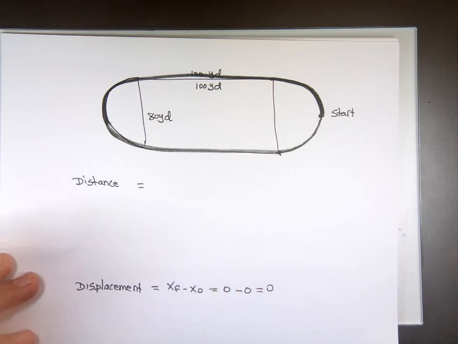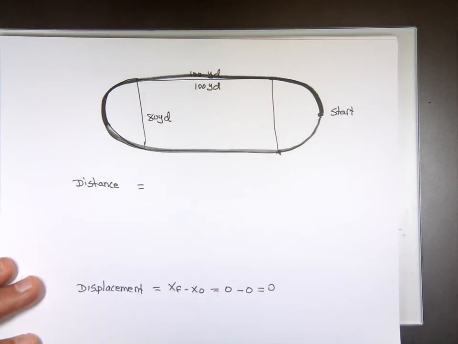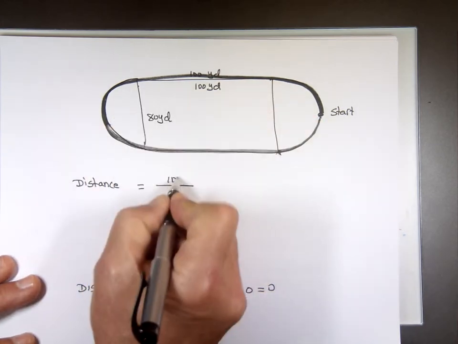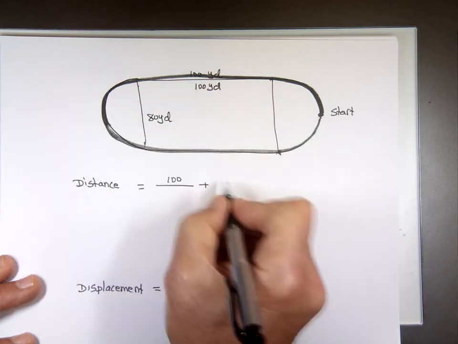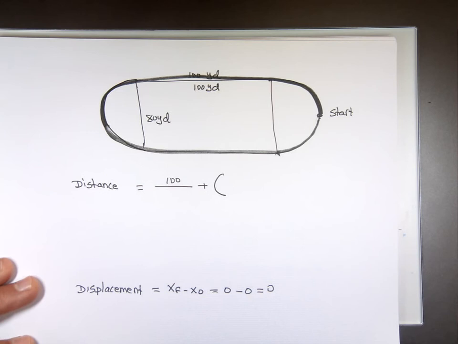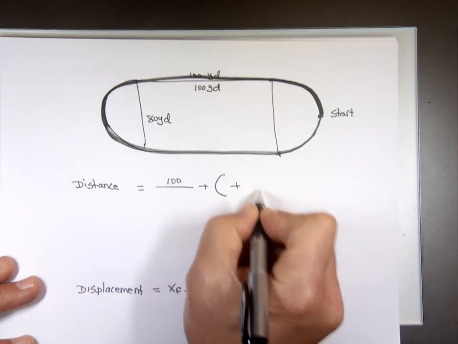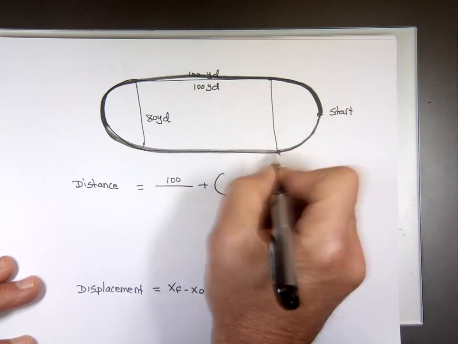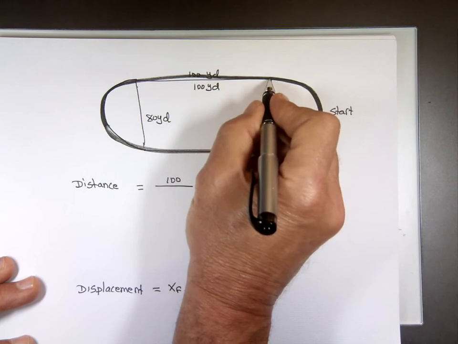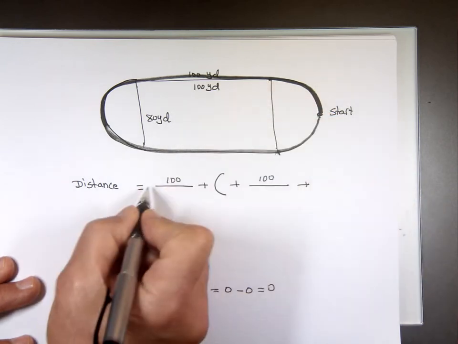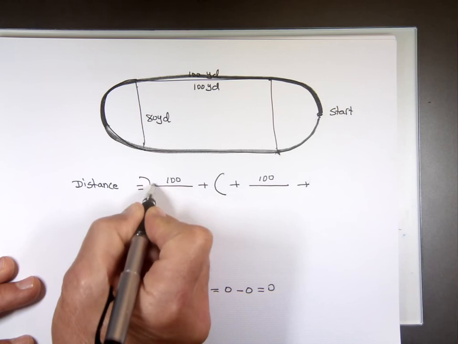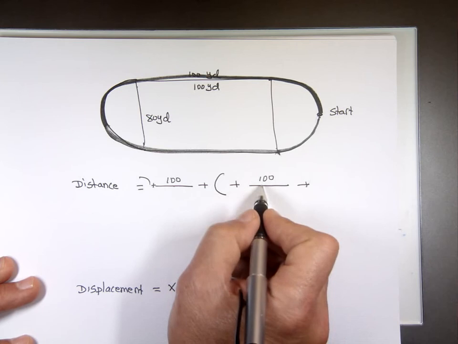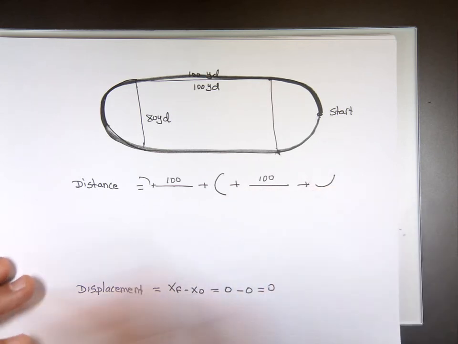Your distance traveled, that's a different story. Why? Because it's that piece, the top piece, which is what? 100. You're going to add to it this piece, which is, I don't know what that is. You're going to add to it this piece, which is 100, and you're going to add to it that piece. If you start from here, you get this piece plus 100 plus that piece plus 100, now plus that piece from here to there.